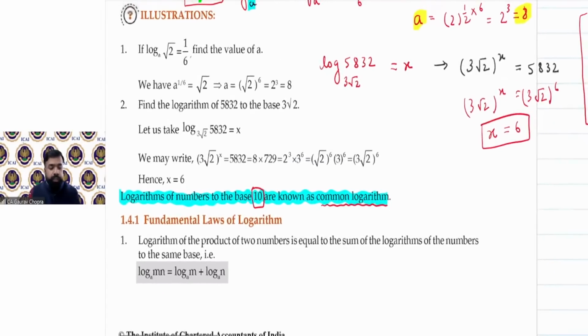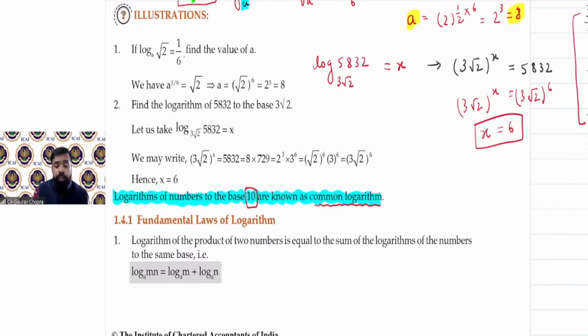So let me repeat this second illustration also. In this case, we had to calculate log of 5832. So we have written log of 5832 to the base 3 root 2. And we have to calculate this value. So let the value be equal to x.